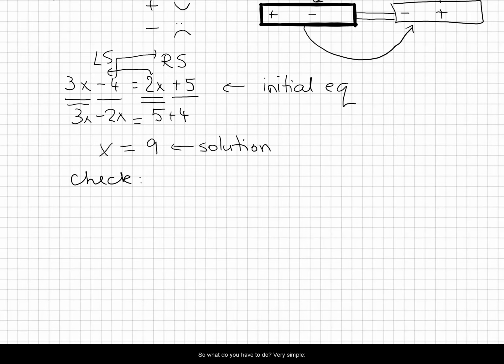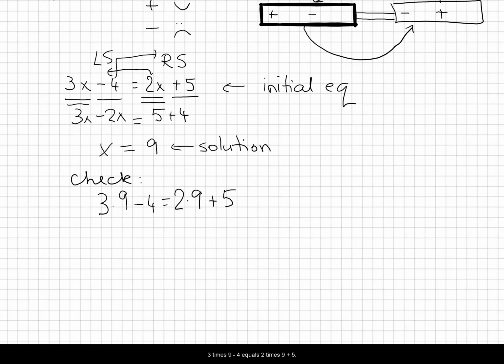So what do you have to do? Very simple. Everywhere you see x in this original equation, you're going to replace it by the value that you're checking. So you have 3 times x minus 4 equals 2 times x plus 5. That's my original equation. All you have to do, instead of x here and here, is write your solution that you're looking for, 9, correct?